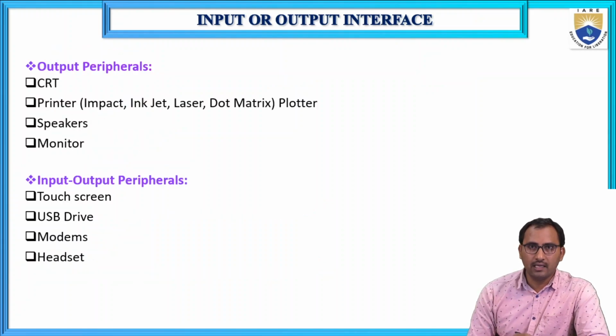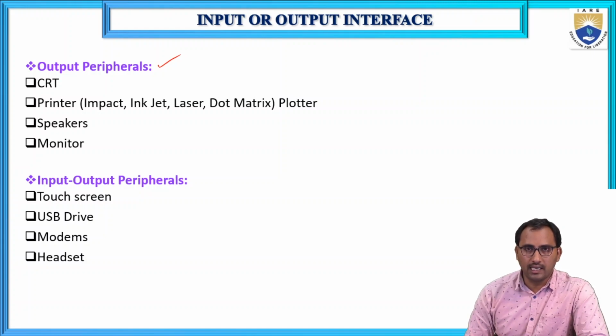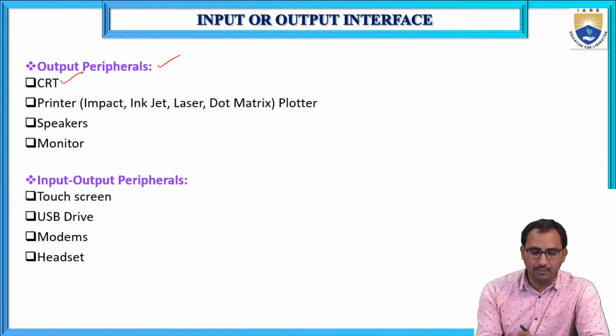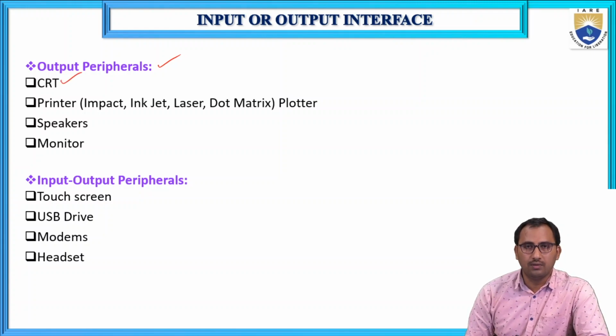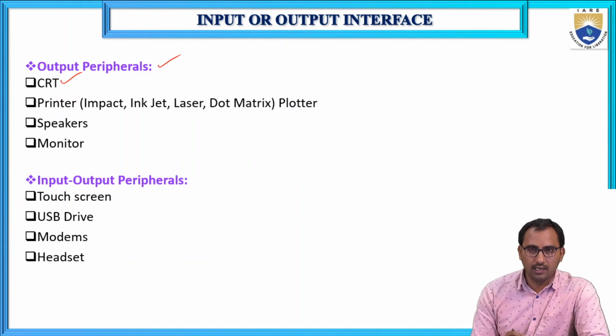And coming to the second type of classification, that is output peripherals. So output peripherals allow the information to be output. That means once the CPU generates results, they will be given to the user using these output peripherals. So we have different output peripherals like CRT. CRT means cathode ray tube. CRT is the oldest type of display. Using a picture tube inside, the picture will be displayed on the screen. So that is a cathode ray tube.